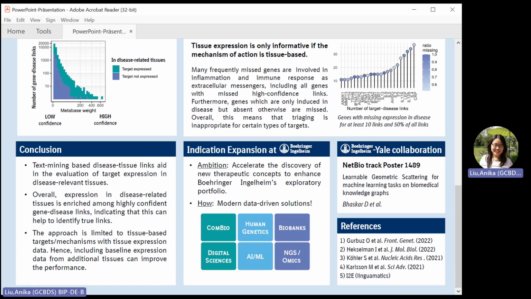As introduced already in the beginning, this work is only a small part of our indication expansion efforts at Boehringer Ingelheim, and I'd therefore also like to highlight a poster on knowledge graphs, which we also use for indication expansion and which is part of the Boehringer Ingelheim-Yale collaboration.